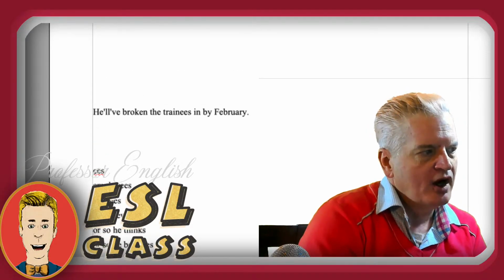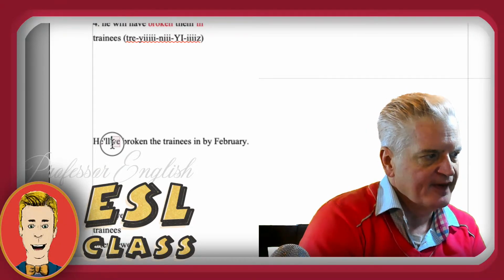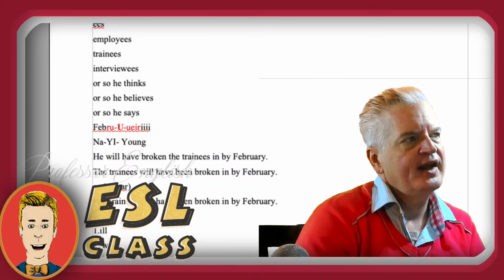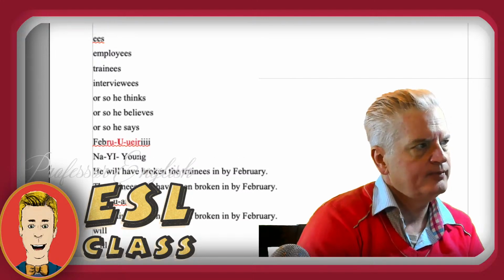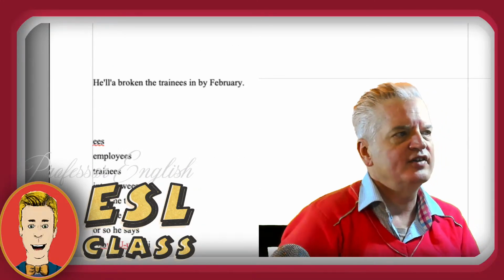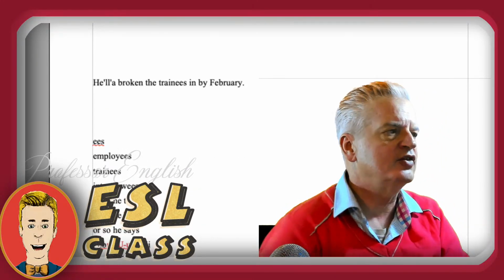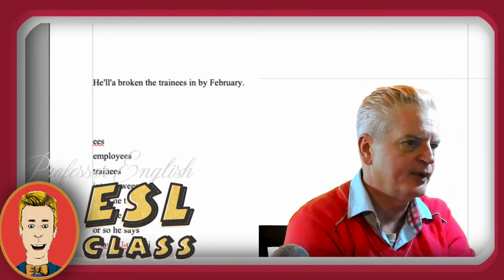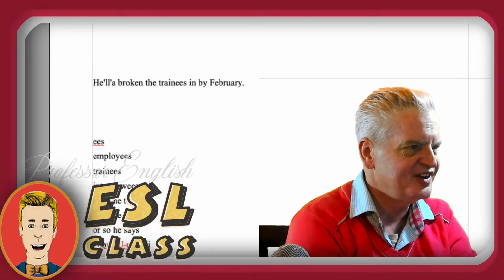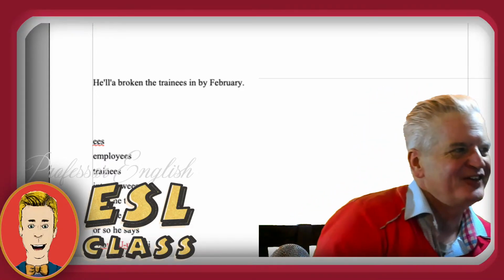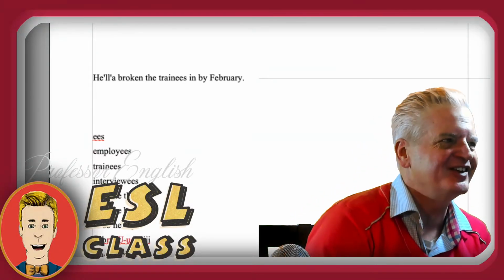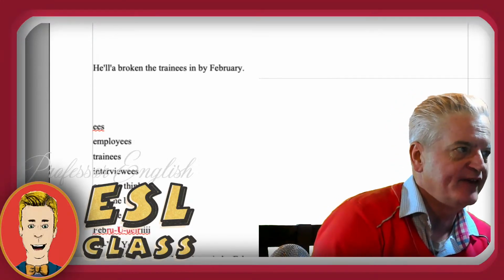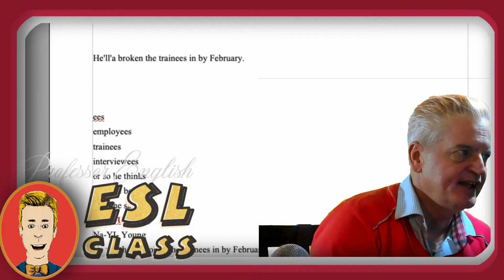Okay, now, unfortunately, it gets more complicated than that because when we're talking, we get super lazy. And he'll have becomes hilla. So in a conversation, maybe you'll hear he'll have broken in the trainees, or maybe you'll hear he'll have broken in. He'll have broken in the trainees by February. I think that's probably how I would say it. It's bad English, but unfortunately, this is how people talk. You cannot write that, okay? Never write that. This is just spoken English.